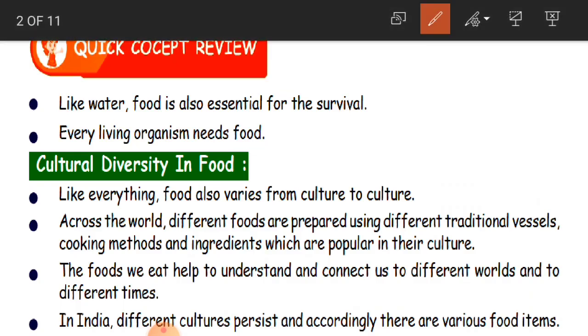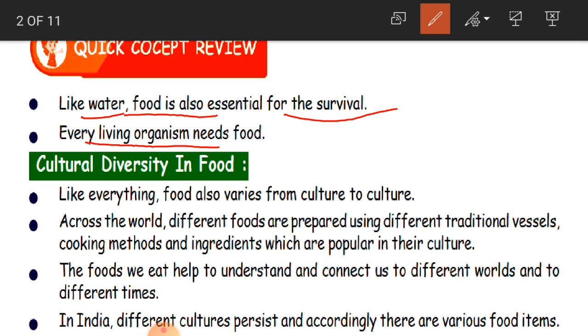Like water, food is also essential for survival. As we need water to live, food is also very important for us for being alive. Survival is nothing but being alive, having life. Every living organism needs food. Not only us, apart from us, we have some other living organisms also on the planet Earth. What are they? They are nothing but plants and also animals. So they also need food. Every living organism needs food to live.